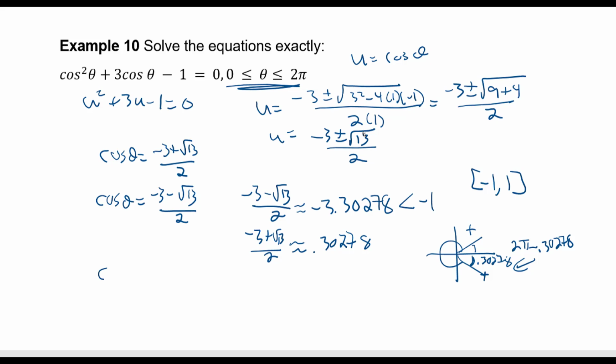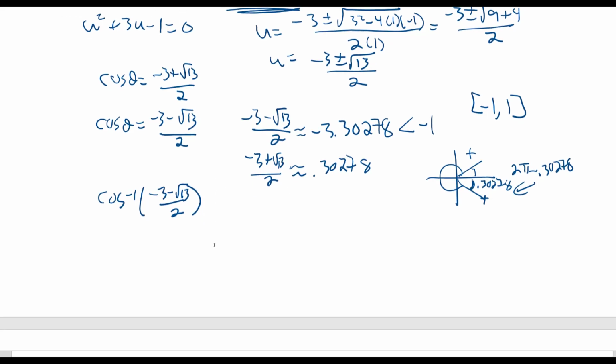So we'll look at cosine inverse of our negative 3 plus square root of 13 over 2. And what's that going to be? So cosine inverse, I'm going to highlight this value. I'm going to do it on my calculator, not on the computer, because it's going to be easier for me to do this.